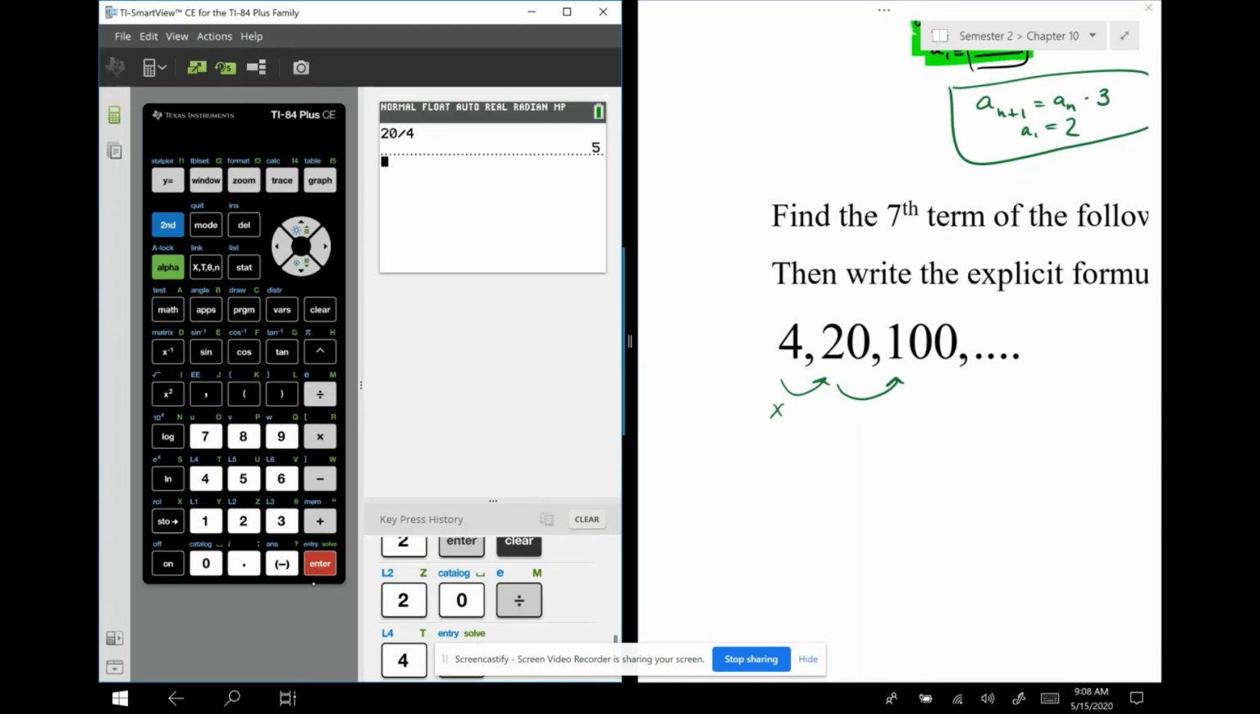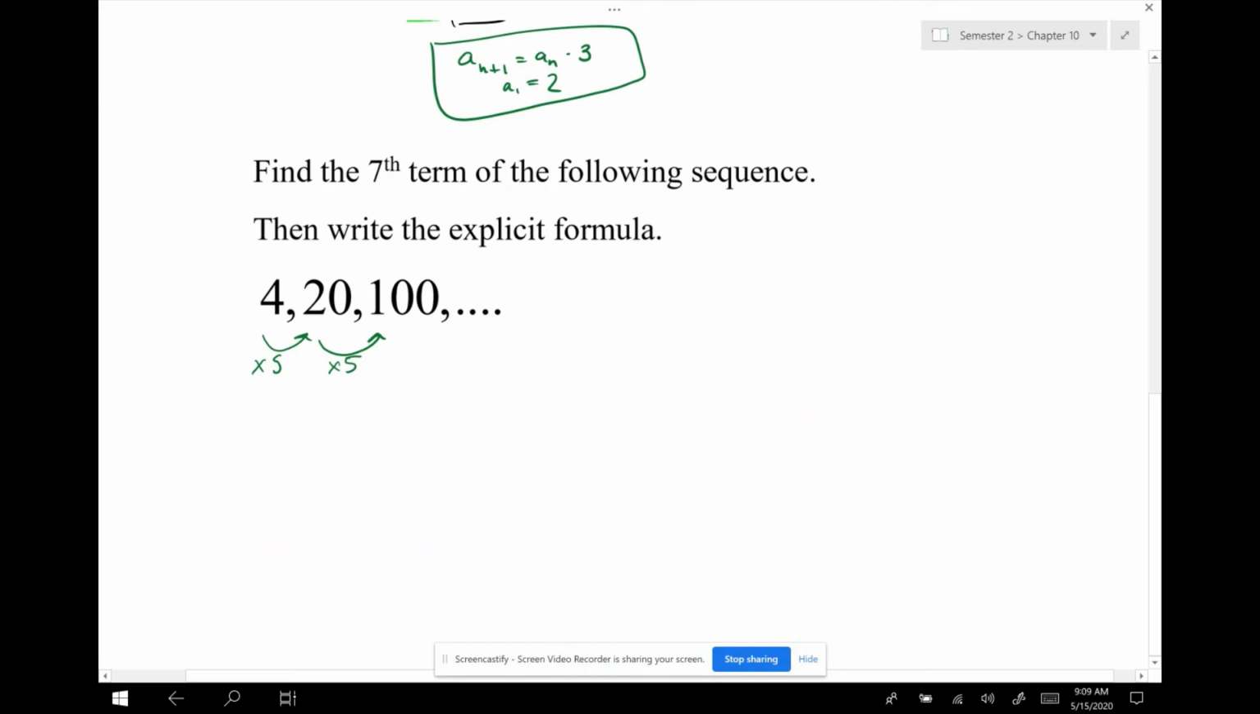20 divided by 4 is 5. Now, on any problem that you would do to determine if it's geometric, you would also want to do 100 divided by the one right before it, so 100 divided by 20, just to make sure there is a common multiplier, which there is. It's 5. We got to write the explicit formula, so even though they told us to do that afterwards, I'm going to write that first.